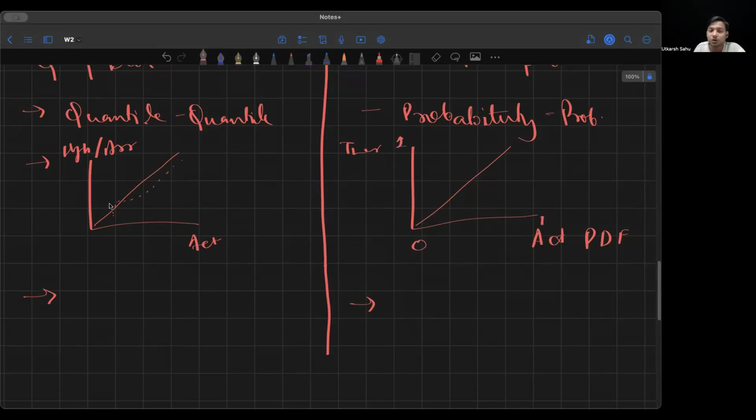And as I said, the closer it is to the line y equals x, this diagonal, the closer your sample is to the assumed or theoretical distribution. One thing you should know is QQ plot is sensitive in the tails region, basically, and PP plot is sensitive in the middle region. So these are a few things which everyone should know.